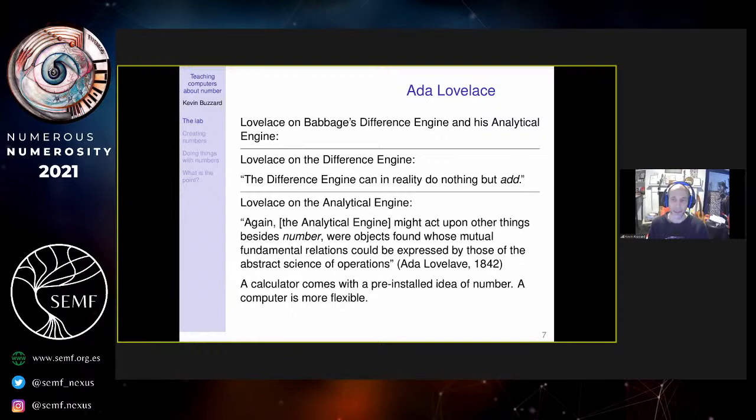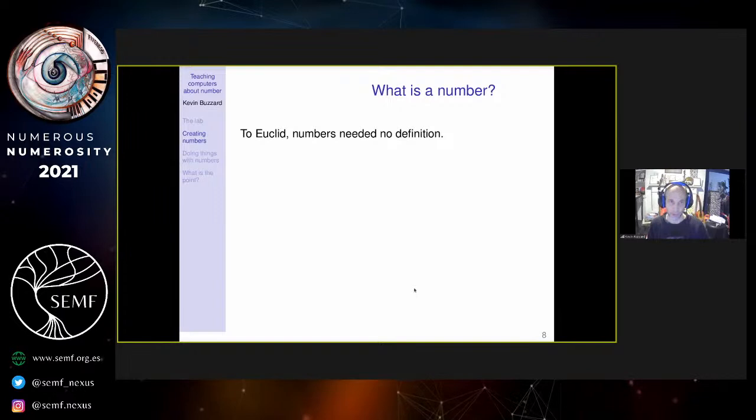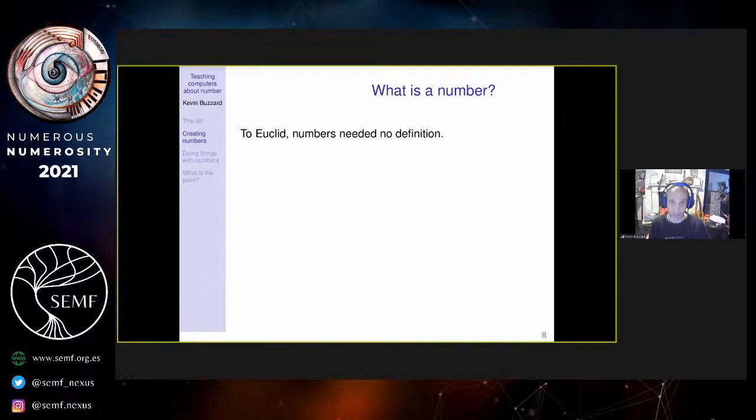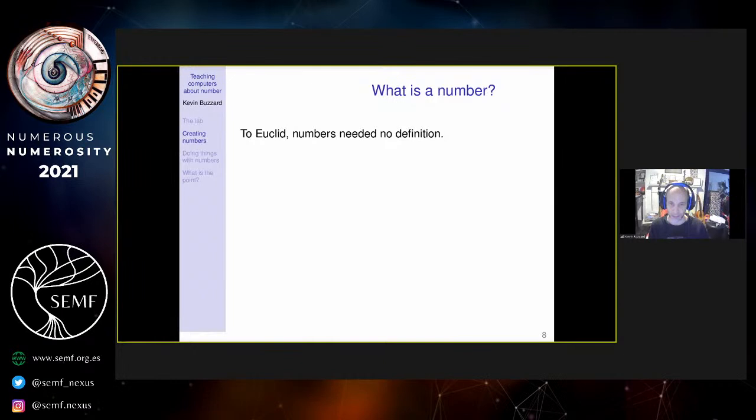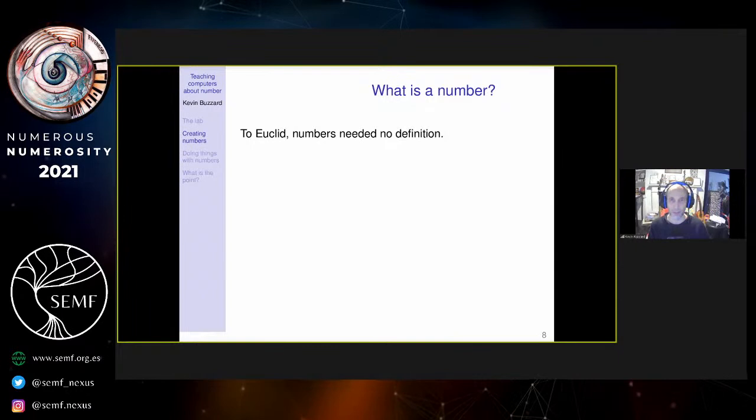So that's a description of the lab. We'll be going to the lab later. Before we go, we're going to make numbers. But before we do that, we need to decide for ourselves what a number is. And you see, the problem is that historically, numbers needed no definition. I suspect that if we asked Lovelace what a number was, she would suggest that a number was a primitive concept. It was the sort of thing that didn't need a definition. It's just a thing that existed.